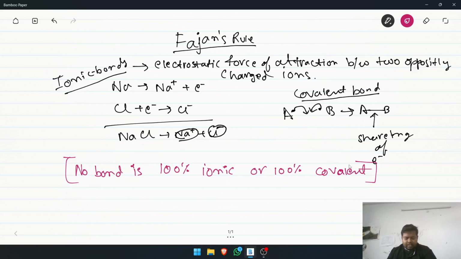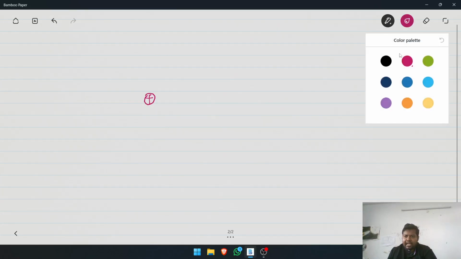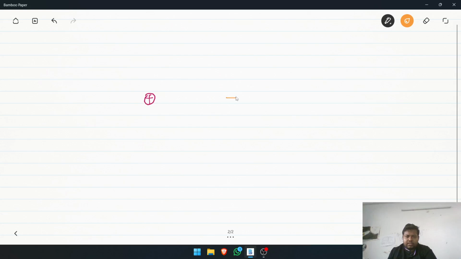He explained it like this. We are going to explain the rule, how we can say this. Let's consider a cation like this, and let's consider an anion like this. See, compared to the cation, the anion size will always be bigger. Why? It has an electron cloud, so the size will be a little bigger.